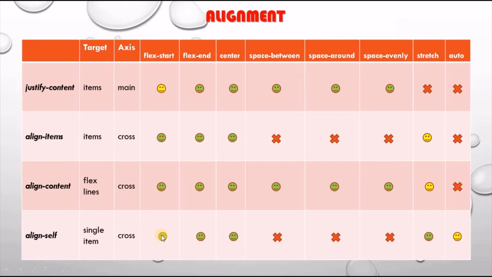Then move on to align self. Align self is the same as align items, except that align self is a property of a flex item, and it is used to override what will have been set on align items on an individual item. And the default is auto.